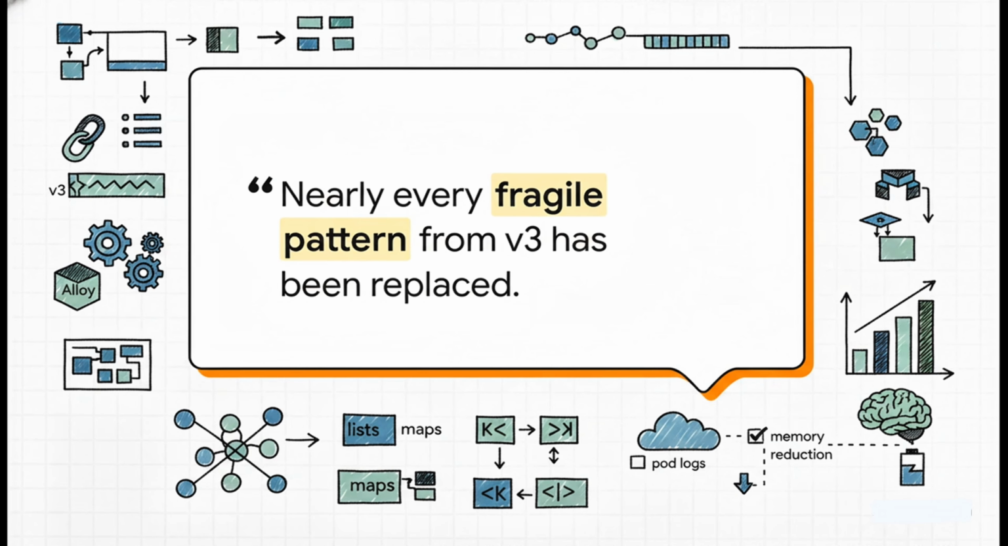KubeSimplify recently posted on LinkedIn explicitly noting that nearly every fragile pattern from V3 has been replaced. They specifically called out the shift from lists to maps and that brand new opt-in approach to pod log labels we discussed, highlighting them as providing immediate practical benefits. Even better, they confirmed that the dramatic memory reduction in Alloy was a direct result of these exact label changes. It is always so great to see real-world operational validation of these big architectural updates.